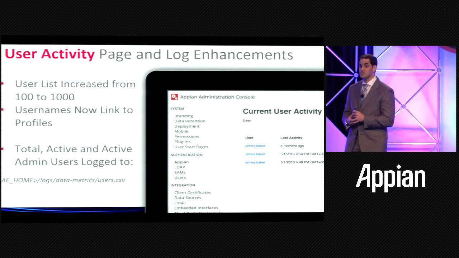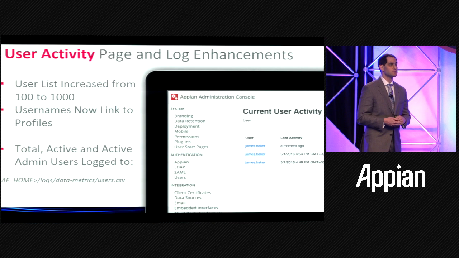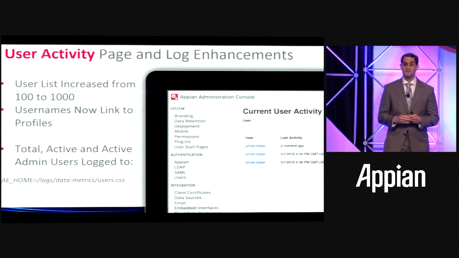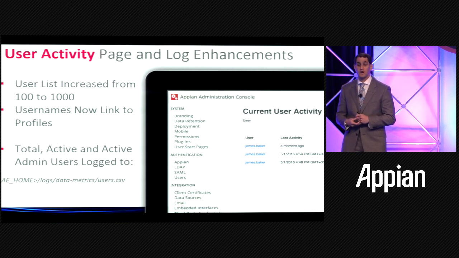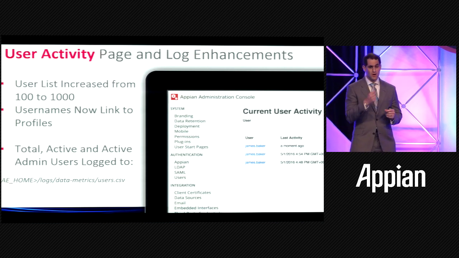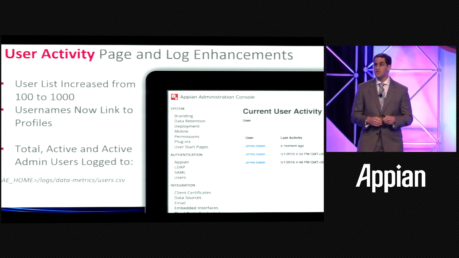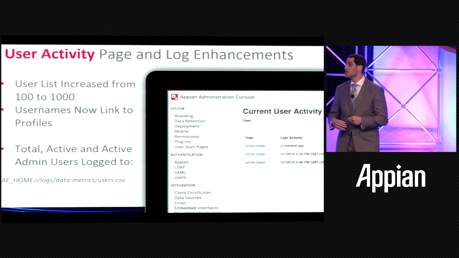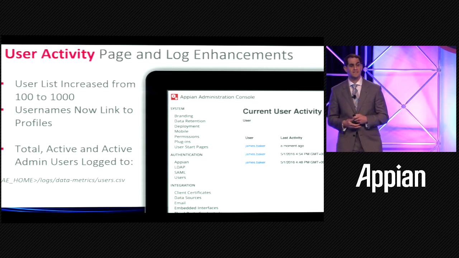We made an enhancement to the user activity page that shows current active users. It used to only show 100, now it shows up to 1,000 users. A user is considered active if they've used the system within the last 1 hour. And on this page, which is a great monitoring tool, you can see all the users with a link to their user profile. You can see when they were last active. You can see what IP address they were coming from. You can see what client, web browser version they were using or which mobile client they were using to access your system.